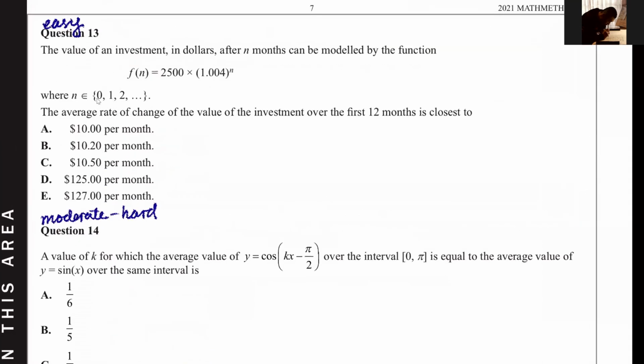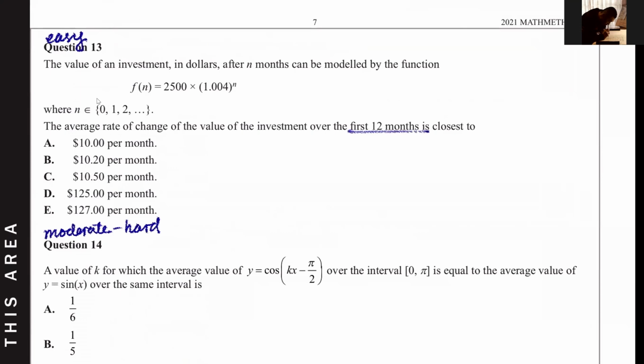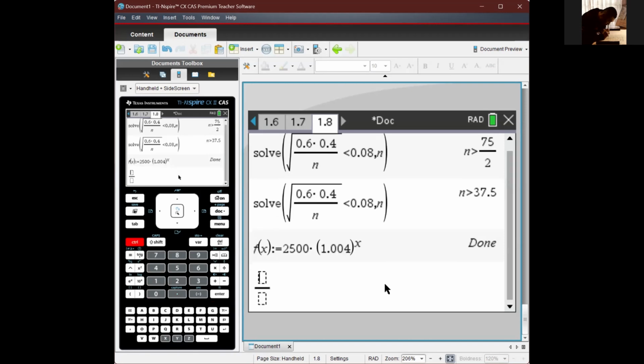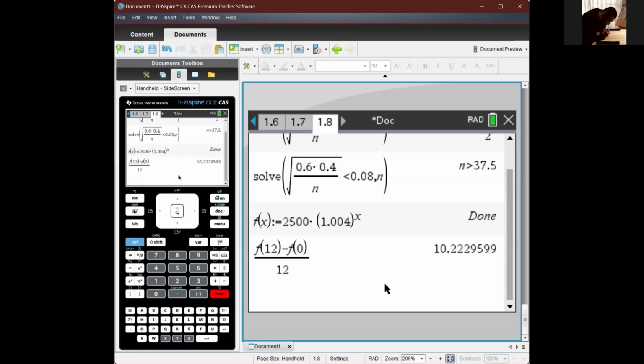Question 13, you need to find the average rate of change over the first 12 months. So you calculate f of 12 minus f of 0, divided by 12. And if I'm using my CAS calculator correctly, let's have a look. Let's say f of x equals 2500 times 1.004 to the power x, and f of 12 minus f of 0, divided by 12. So it's closest to $10.20. So option B.